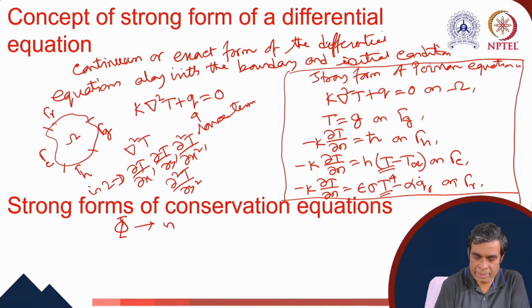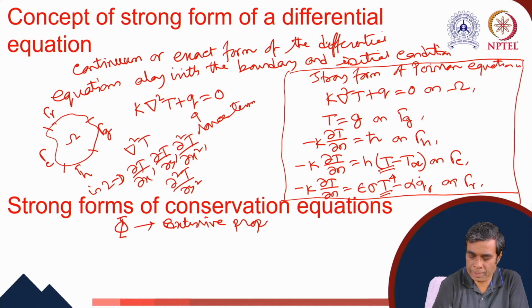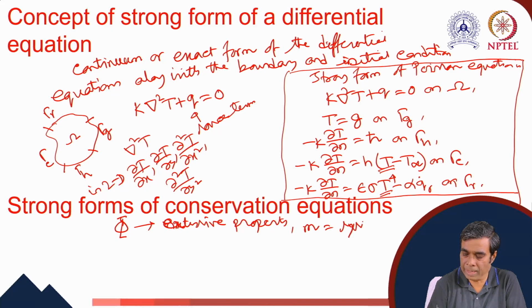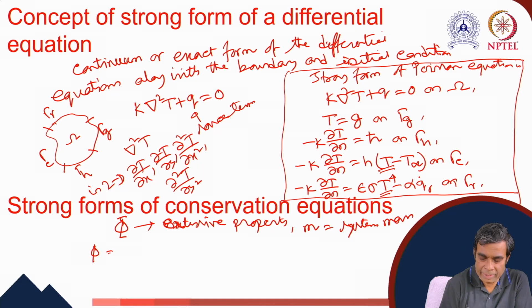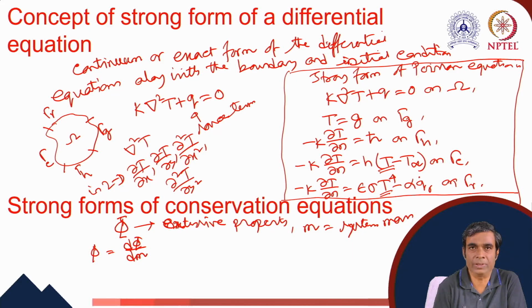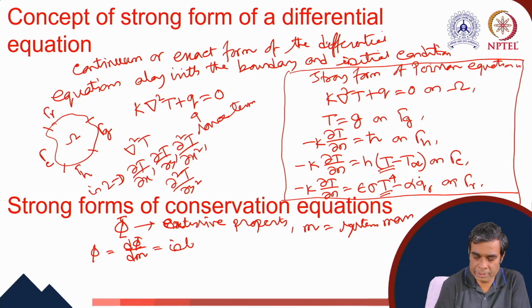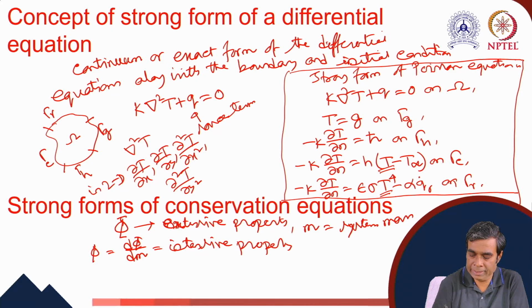Capital phi is an extensive property, where small m represents system mass or fluid mass. Whenever we talk about the system, we imply that we are talking about the mass. Then small phi is d capital phi dm, the intensive property, which is the extensive property per unit mass. So small phi represents the intensive counterpart of the extensive property capital phi.